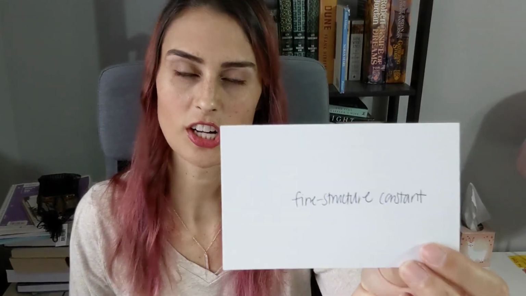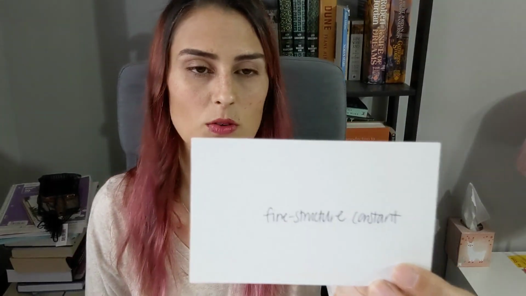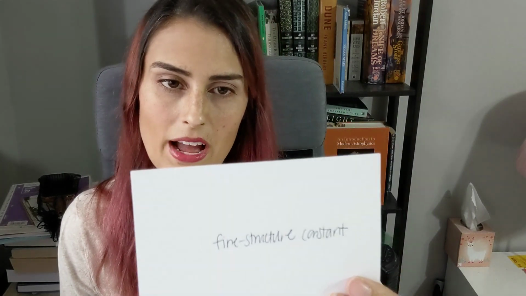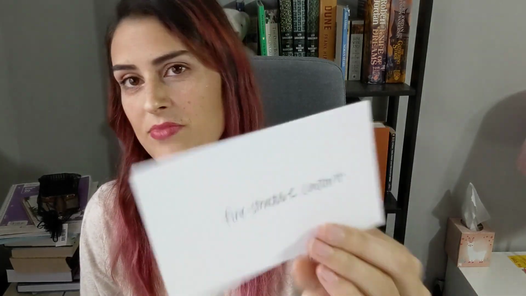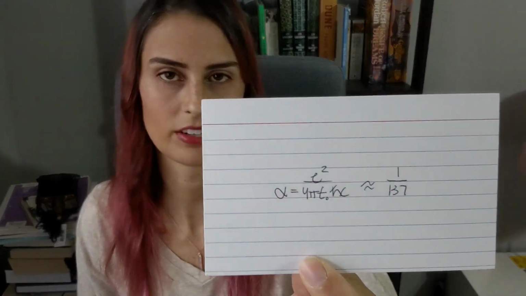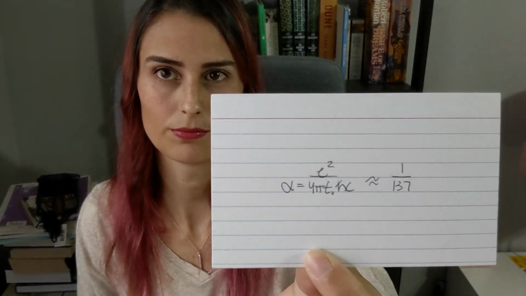The fine structure constant alpha is equal to e squared over 4 pi epsilon naught h bar c. And this works out to approximately 1 over 137 as a value.